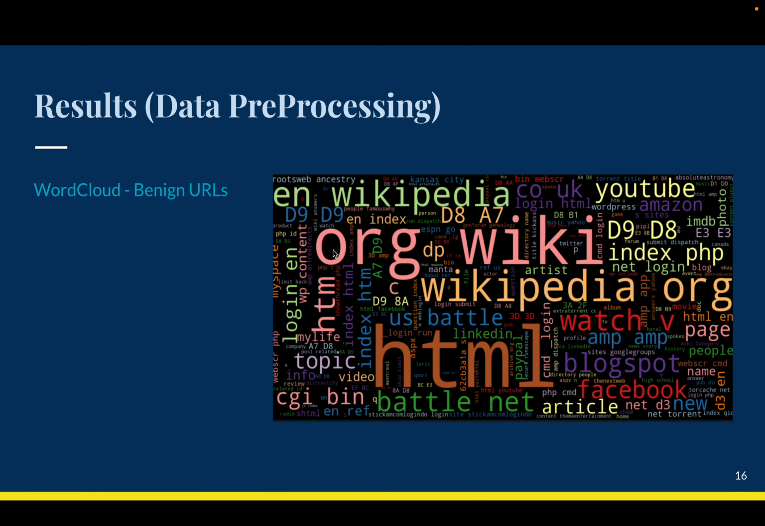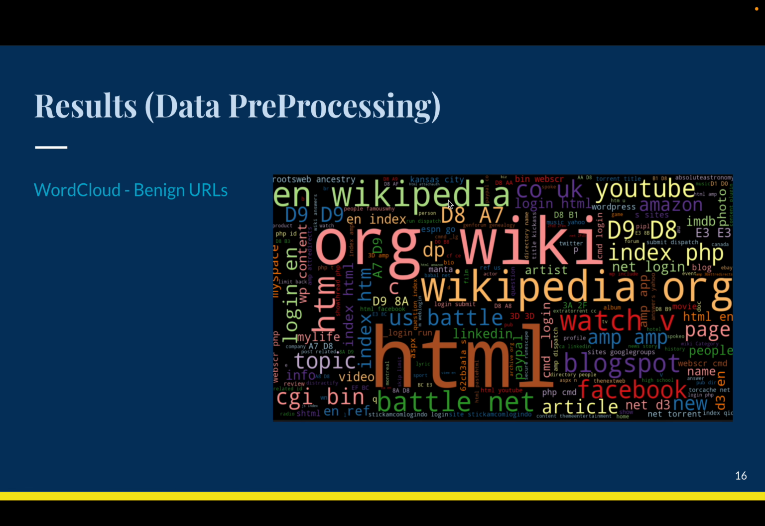Now moving on to the results. So this is the result of pre-processing, and the figure over here shows the word cloud. A word cloud is a visual representation of a collection of words where the size of each word represents its frequency or importance within the collection. So in this case, it's the data set that I used.